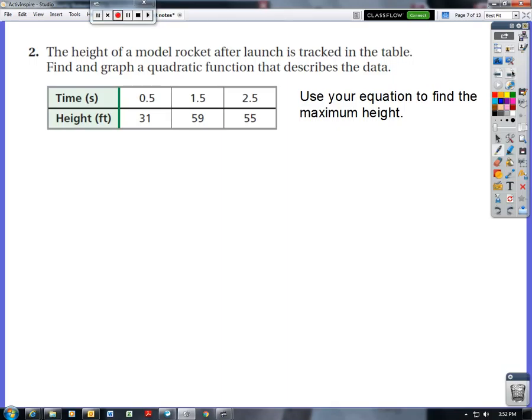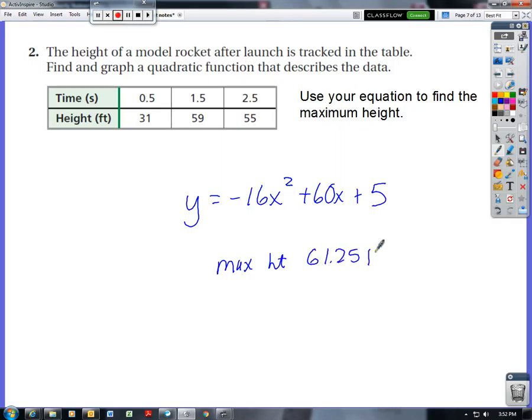Let's see if I don't have it somewhere here. Oh, good. On your own, number 2. Okay, this is what I have here in my notes. Oh, so this must be in feet. Yep, feet. 16 is a clue to that. And the maximum height is 61.25 feet.